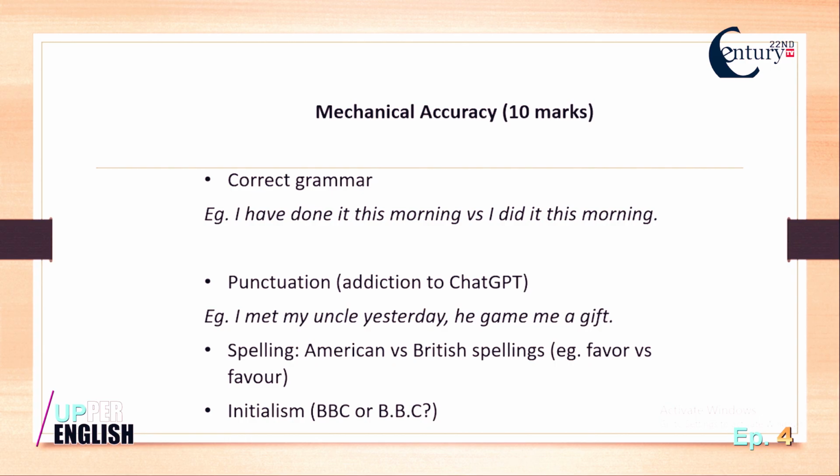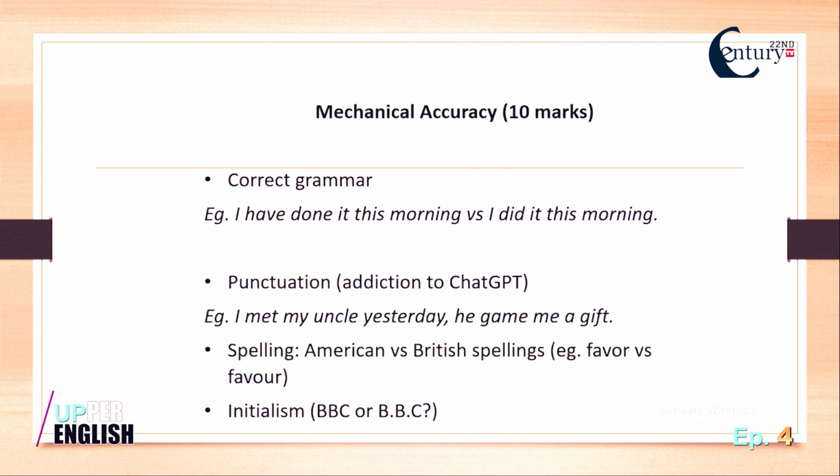So what does mechanical accuracy look at? One among them will be correct grammar. Your grammar should be very correct. We have up to 3,500 grammar rules. Nobody says you should understand everything, okay? So we take, for example, "I have done it this morning" versus "I did it this morning." "I have done it this morning" is wrong, but "I did it this morning" is correct. Why? Because we don't use present perfect tense with specific time or finished time. This morning is a finished time, and always we should use past tense with finished time.